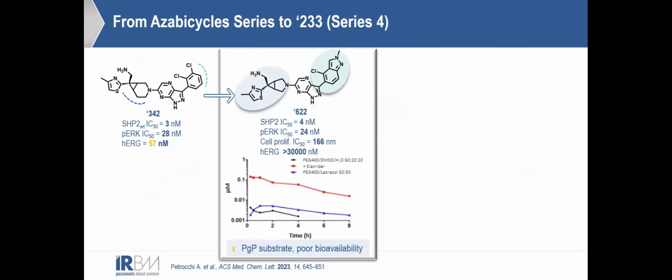To do that, we decided to modify, for sure, the amine. We know that the amine is related to the activity, and the modification of this cycle. That means replacing the six-member ring with a five-member ring, and putting this substituent on the right-hand side of the molecule that gives a balance with permeability. We obtained this compound 622.